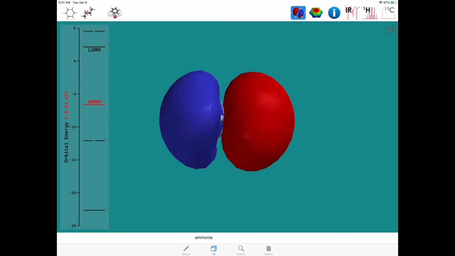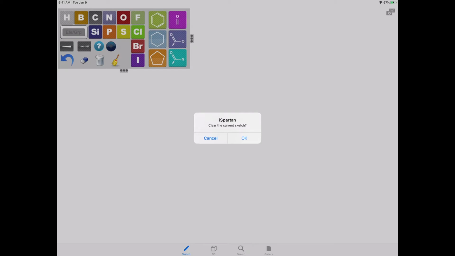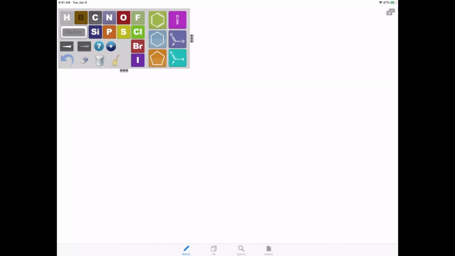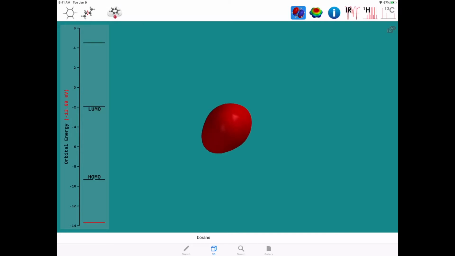Anything else you want to see? Do you want to see BH3? That'll be our surrogate for methyl cation, so you can see what the orbitals look like planar. There's our lowest energy orbital, and there's one of the pi orbitals, and there's the other, and again you've got a boron hydrogen bond that's in the node. And the LUMO is the empty p orbital.